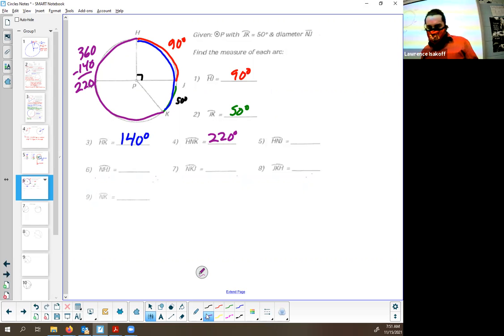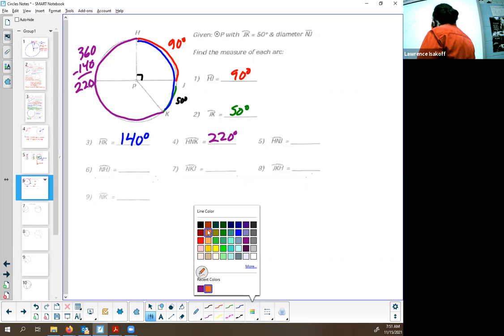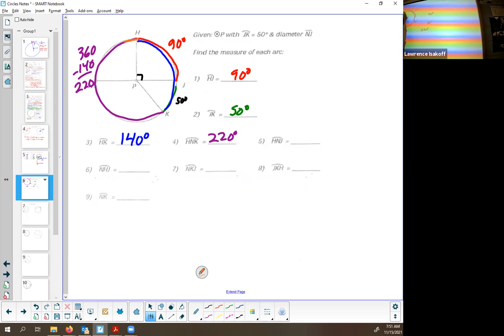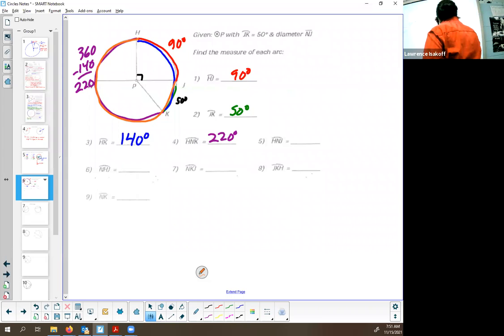Now it's asking me for H through N to J. I just make sure I go through all of those. So it goes H to N, all the way to J. Well, that's just going to be 360 minus that 90-degree angle, giving me 270 degrees.